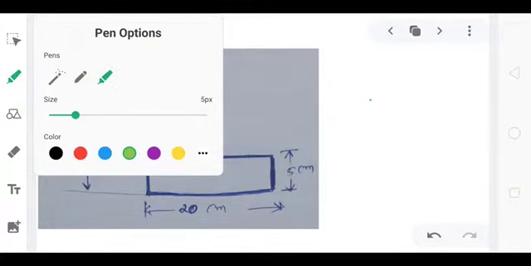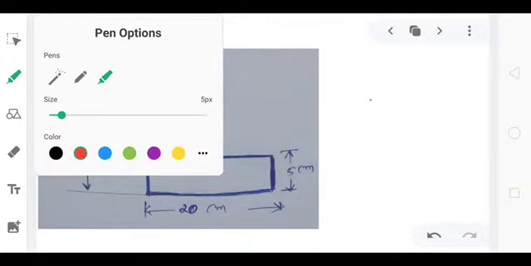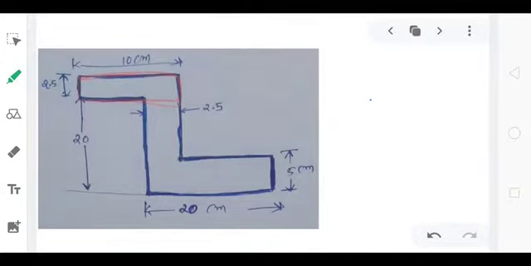Whole section in number of rectangles. So here I am dividing this into 3 rectangles. So this is my first rectangle, this will be my second rectangle.